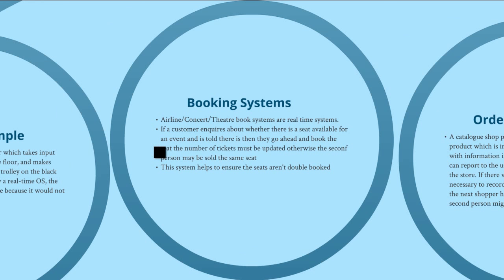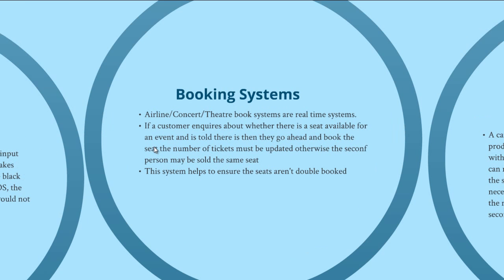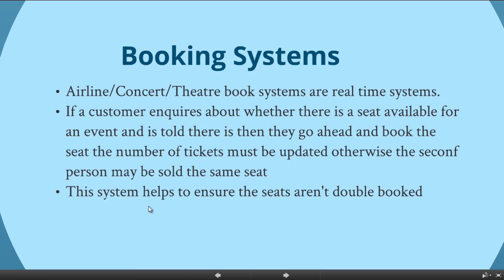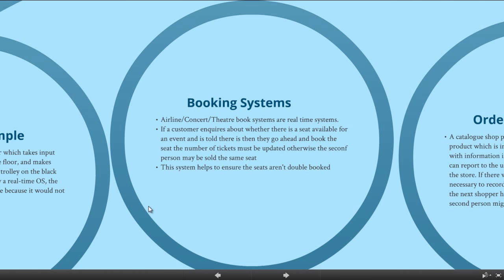Similar sort of principle, the booking system. Airline, concert or theatre booking systems are real-time systems. If a customer inquires about whether there is a seat available for an event and is told there is, they go ahead and book the seat. The number of tickets must be updated, otherwise a second person may be sold the same seat. This system helps to ensure the seats aren't double booked. So, same principles as the ordering system.